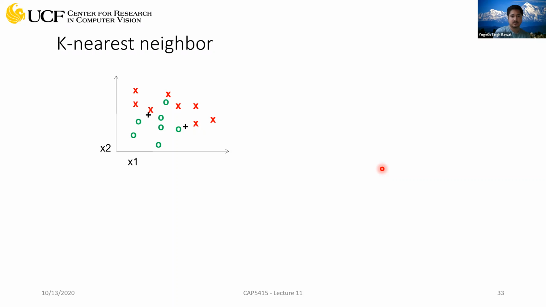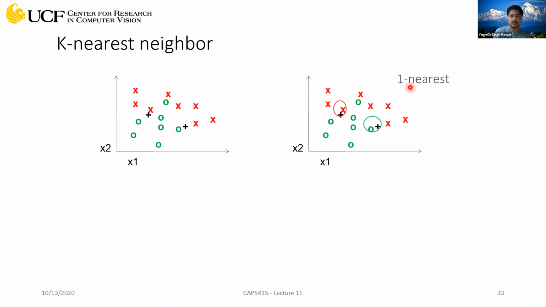For example, if this is your training data, you have two classes, then the nearest neighbor will be the same as one nearest neighbor. These black plus signs are your testing samples. In this case, the closest one is this red cross, so you classify this as red cross. And for this testing sample, the green circle is the closest one, so this will be classified as a green circle. That's similar to what we discussed earlier.